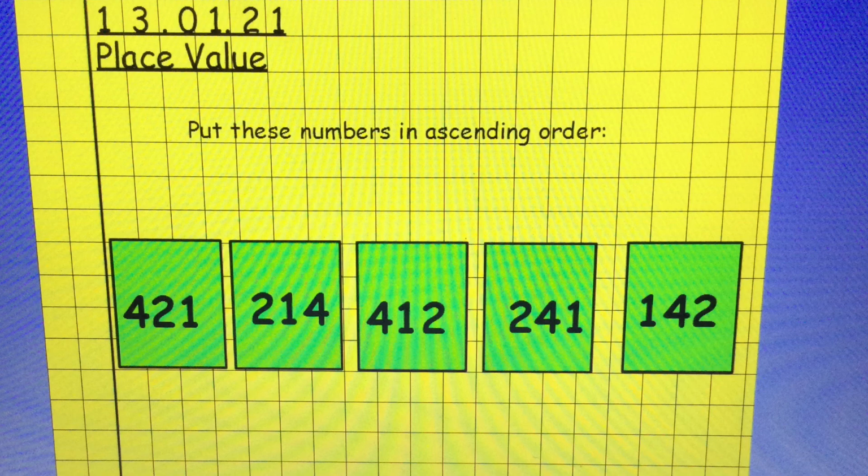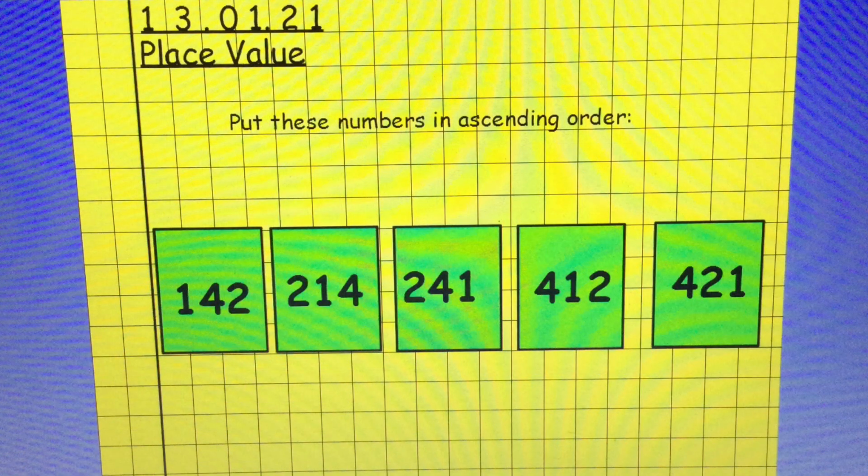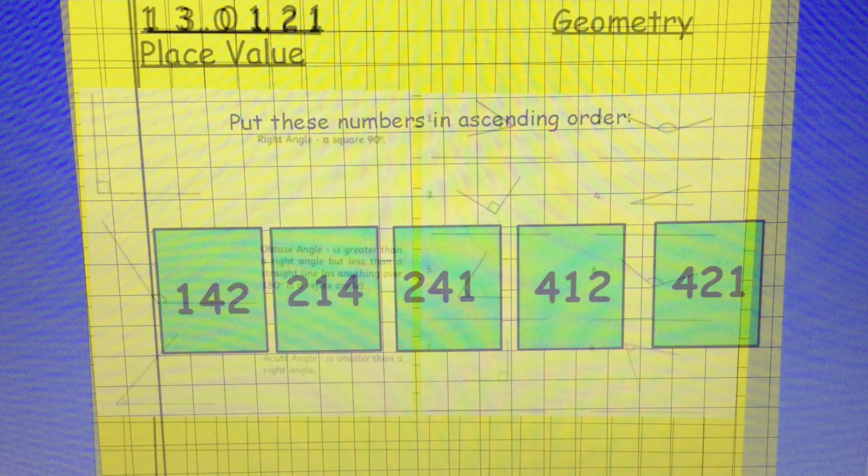Your place value task this morning is to put these numbers in ascending order. Pause the video now and have a think. Good luck! Remember that ascending means to go up, so the numbers should be in this order, going from smallest to largest.